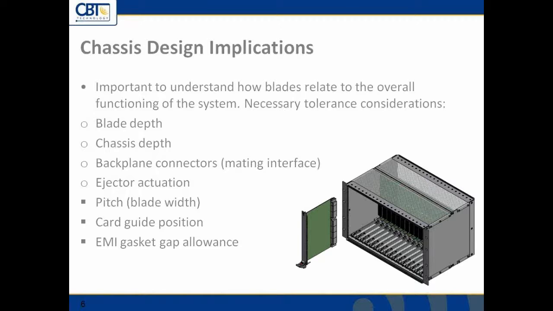Some of these necessary tolerance considerations, as I said here, are the depth of the blade as related to the depth of the chassis itself, which is important to make sure you're getting proper connectivity with the backplane connectors, as well as a proper mate and fit with the front panel itself. Of course, the way the ejector works and actuates, making sure that you have enough leverage that you can effectively insert and extract these connectors from the backplane, is a very important thing.